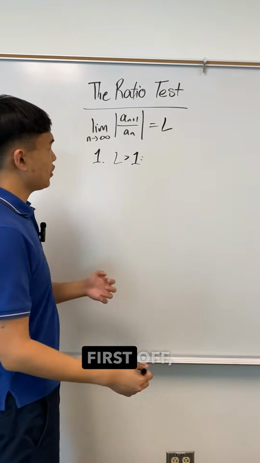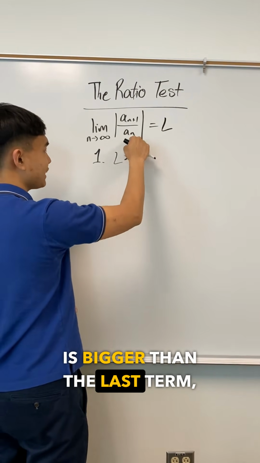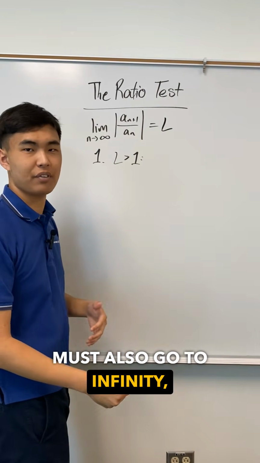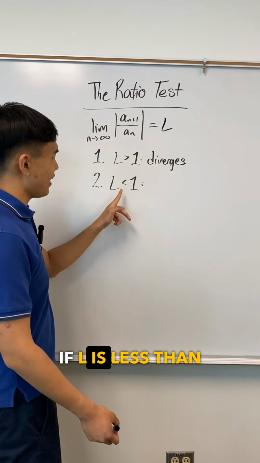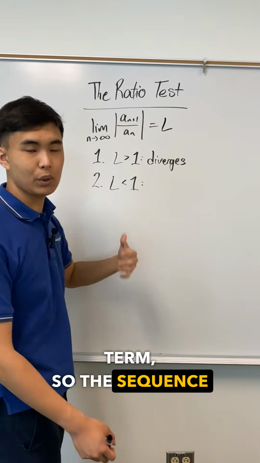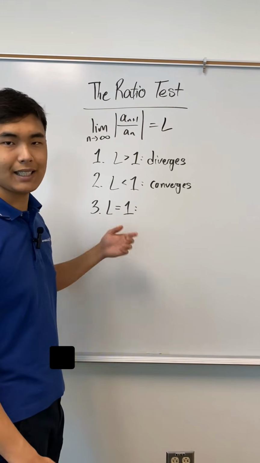First off, if L is greater than 1, or the next term is bigger than the last term, that means the sequence goes to infinity, so the series must also go to infinity or diverge. Now, if L is less than 1, that means the next term is always smaller than the previous term, so the sequence goes to 0 and the series converges. And if L equals 1, the ratio test is inconclusive.